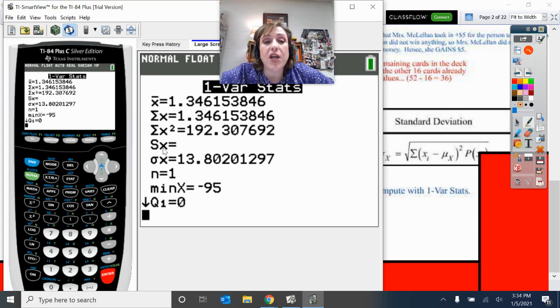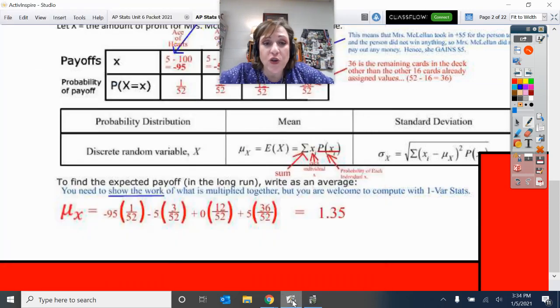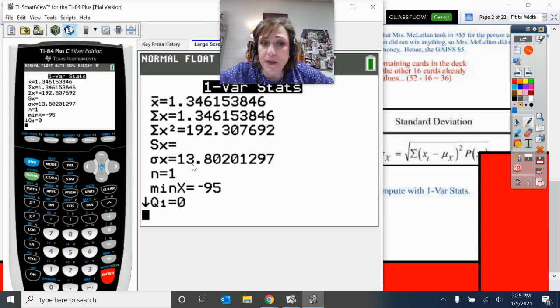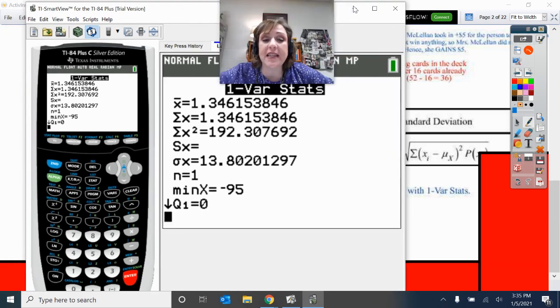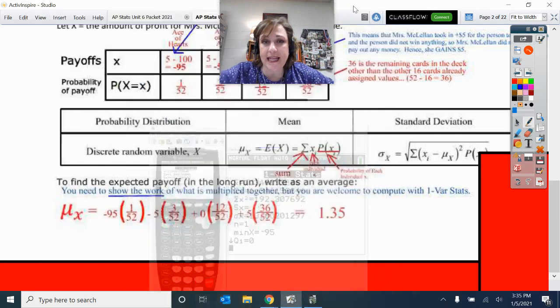Now, notice there is no sample standard deviation. There is no Sx. That is because your probability distribution had 100% of the outcomes. This was not a sample. This is listing all the possibilities. So the population standard deviation is 13.80. All right, so that's a big deal to make sure that you get that correct. And then we'll talk about that 13.80 here in just a second.